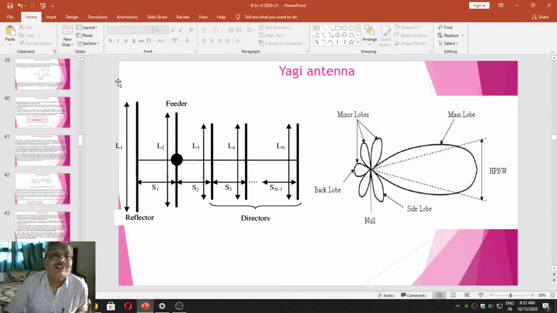Such a structure made up of metal rods is known as the Yagi antenna. Friends, if you look at this structure, this is one of the metal rods, which is known as a reflector. Another one represented here is a feeder, or a dipole, which is a folded one. At the center, the transmitting signal is fed, or the signal is picked up here for the purpose of reception. And the remaining ones all act as the directors.